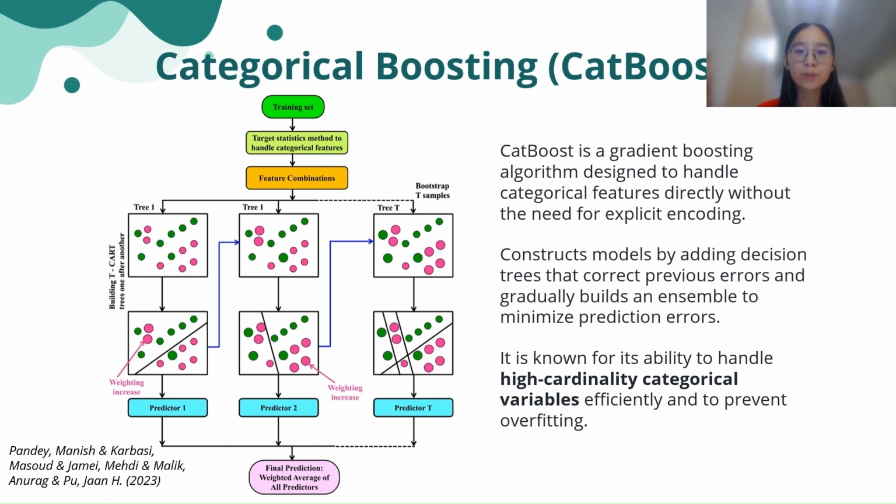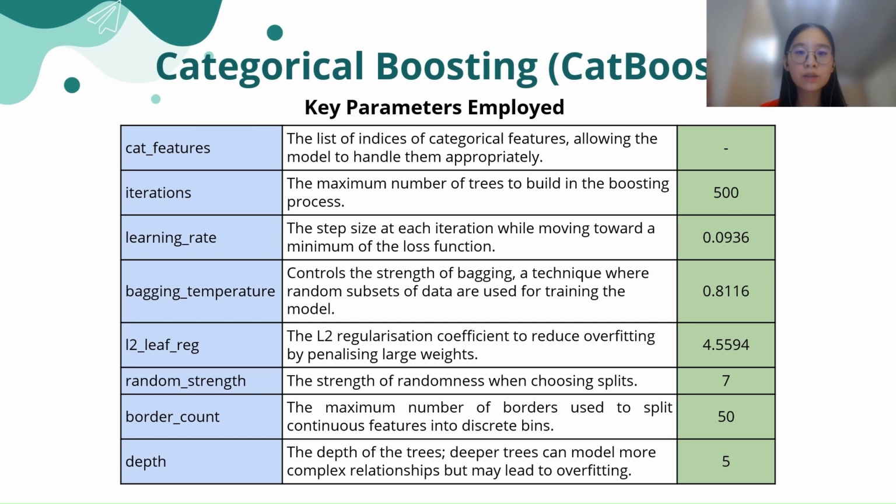It constructs models incrementally by adding decision trees that correct the errors made by previous trees. This gradual process allows it to build an ensemble that effectively minimizes prediction errors. One of CatBoost's key strengths is its efficiency in managing high cardinality categorical variables, making it suitable for datasets with many unique categories. The optimal parameters obtained through randomized search are shown here.